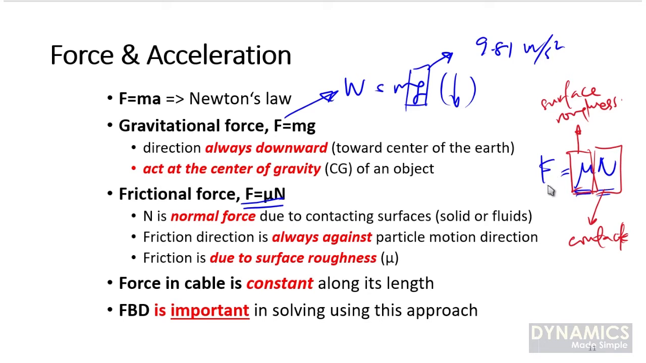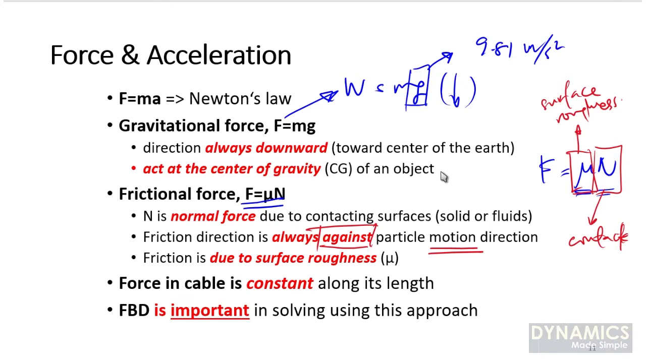The direction of frictional force will depend on the motion. Okay, it depends on motion, and it's always against the direction of motion. Okay, that is the keyword here: against the direction of motion. So if we know that the motion of a particular object is moving to the right, friction will be to the left. Okay, it is against the direction of motion.